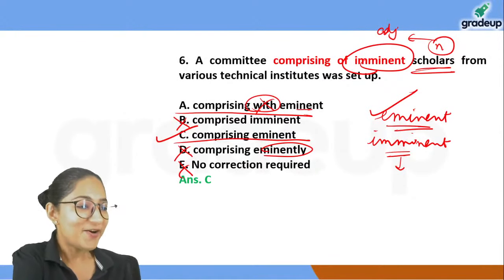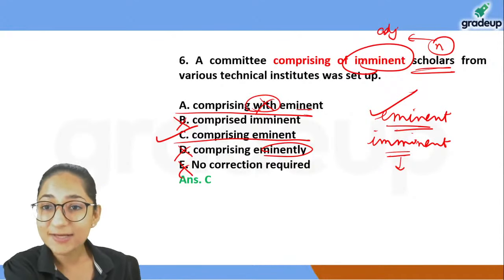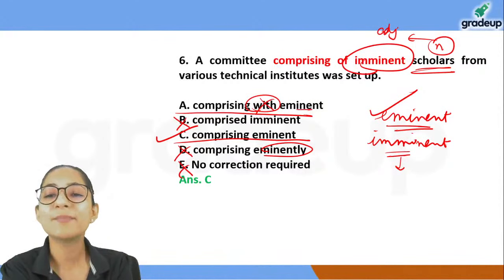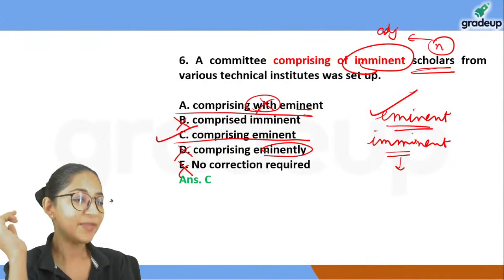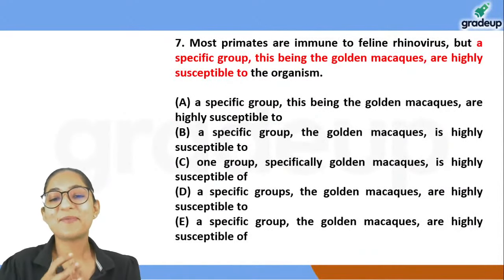Okay, so Karan, I hope that your query has been answered now, that you use comprise directly after, comprising A, comprising B, comprising C. Okay. Okay, guys. So let's move forward to question number 7.